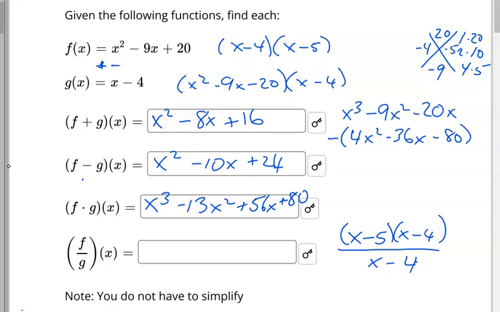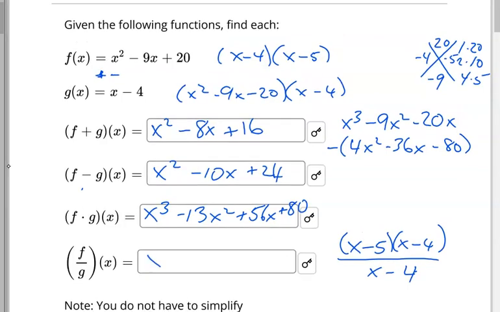And the x minus 4's factor out, so this simplifies to x minus 5. Now if you didn't recognize that simplification, you could just put f of x over g of x. So f of x over g of x, x squared minus 9x plus 20 all over x minus 4, would also have been taken as a correct answer because it said you do not have to simplify. Okay.